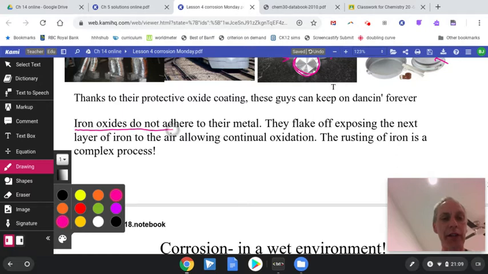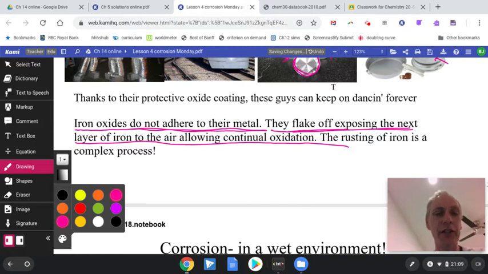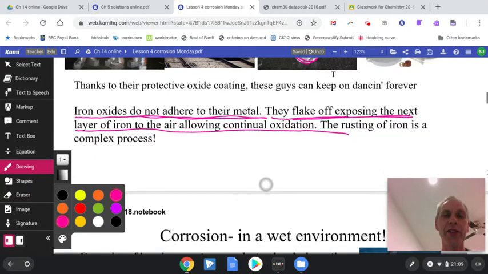Iron oxides, when they form, do not adhere to their metal. Instead, they flake off, exposing the next layer of iron to the air, so you get continual oxidation, continual rusting as the layers slough off. It's kind of like a scab that just keeps falling off and exposing the wound underneath. More damage, and eventually you get holes.